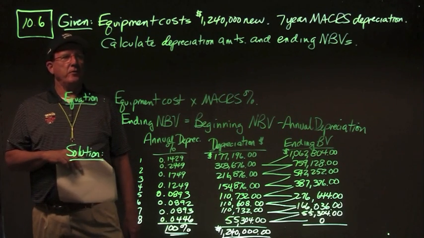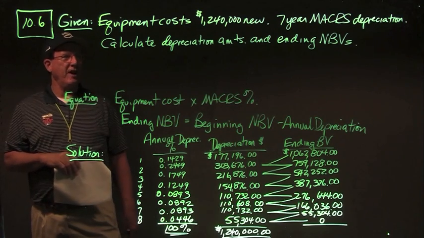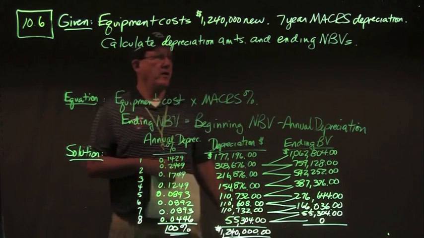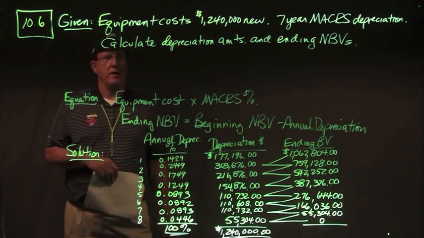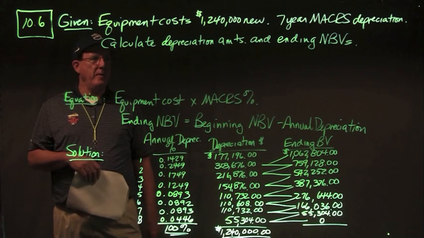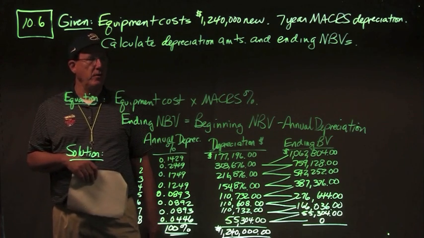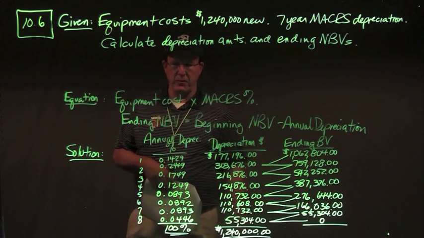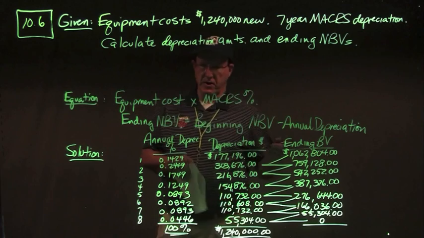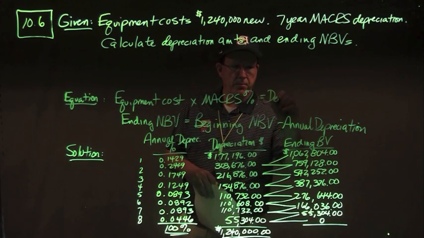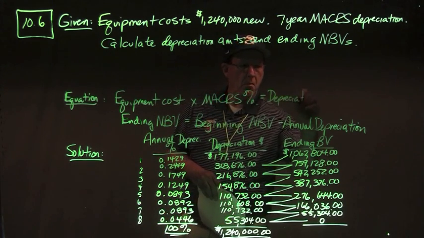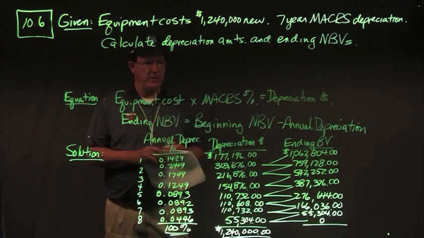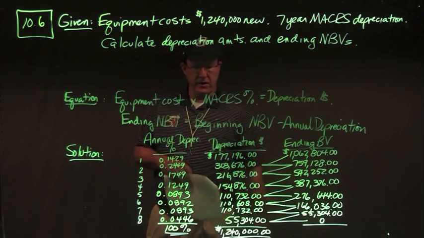In problem 10.6, we have equipment costing $1.24 million today, brand new. We're going to use 7-year MACRS, Modified Accelerated Cost Recovery System depreciation. Calculate the depreciation amounts each year and the ending net book value. So our equations are equipment cost times MACRS percent will give me the depreciation amount each year, and then my ending book value is simply the beginning book value minus that annual depreciation amount.